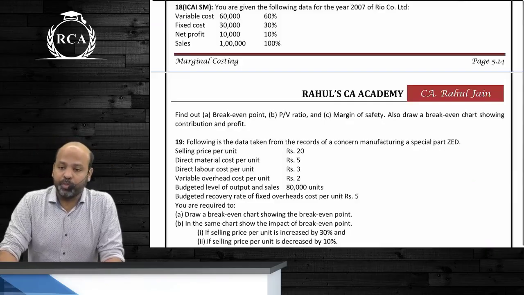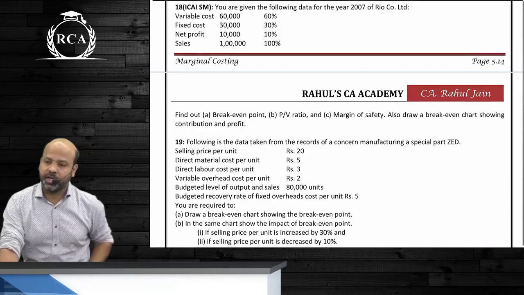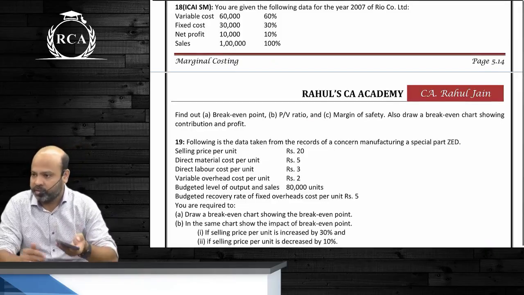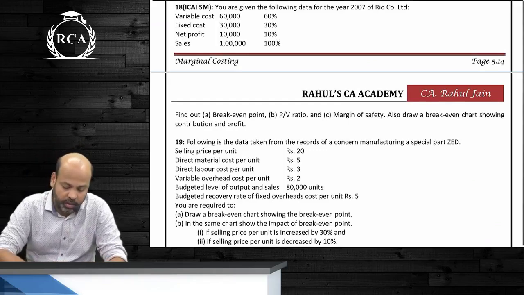Now, in order to plot or prepare a break-even chart, guys, you will need details of volume that will come on x-axis, and total cost or total revenue will come on y-axis.